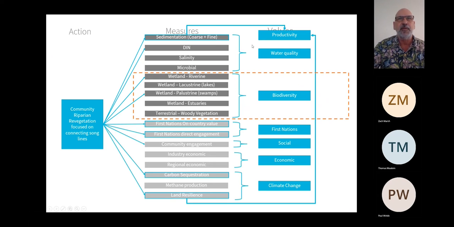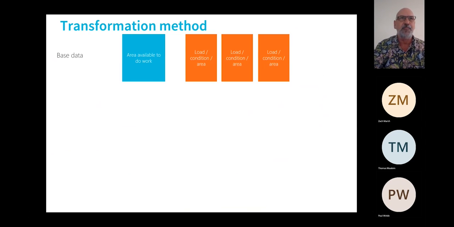We had a discussion last week about the biophysical side of things. So I'm currently at a series of different wetland related vegetation measures: riverine, lacustrine, palustrine and estuaries, and then also terrestrial woody vegetation. The dark areas here are things that we think we can have a good crack at having a quantitative representation of, and the lighter grey ones we intend to represent in a qualitative way using a Likert scale approach, which we covered in an earlier session.